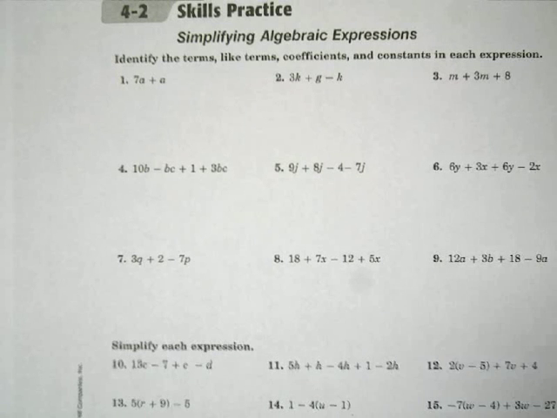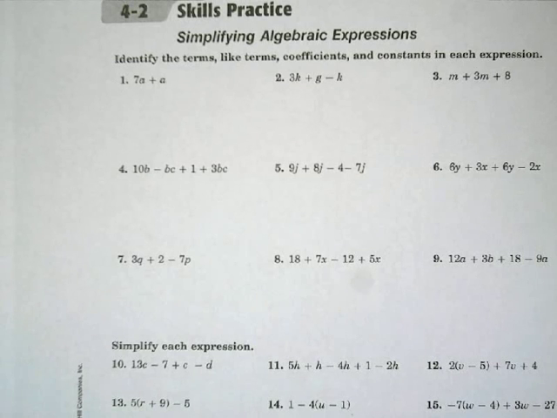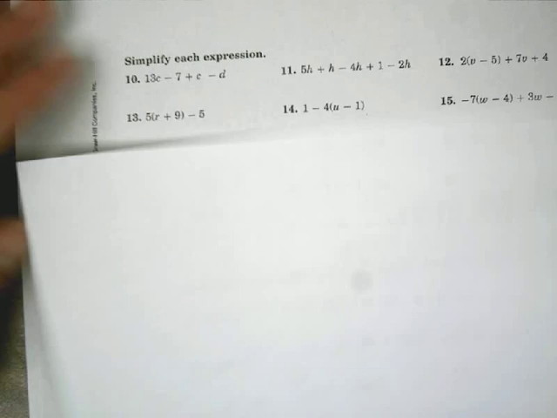Okay, Chapter 4, Section 2, Simplifying Algebraic Expressions. What we're going to do is combine like terms. In order to do that, we need to find the things that are the same. Okay, today we're going to start with problem number 10.